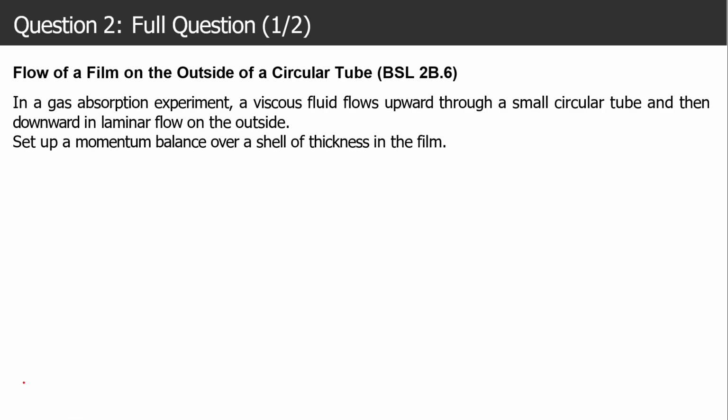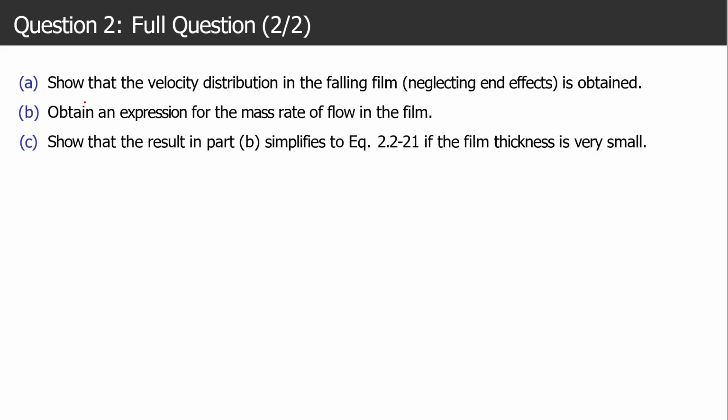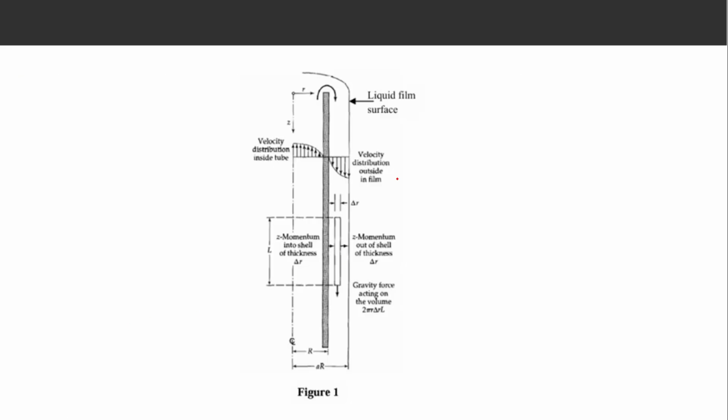That's the same as we did earlier. There is a tube. So we have to show the velocity distribution, and find an expression for the mass rate of flow and simplify it for very small thickness. Like if the water is moving from above the circular tube, and the thickness is very small, meaning very little water is moving, then what will be the formula? We will see everything. So let's move ahead. So this is the problem only.